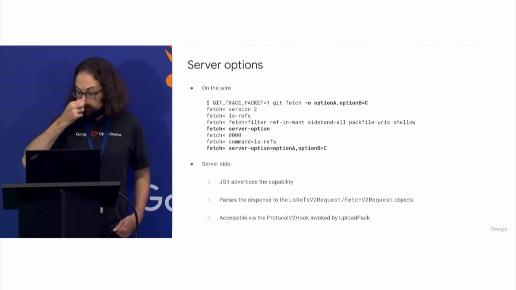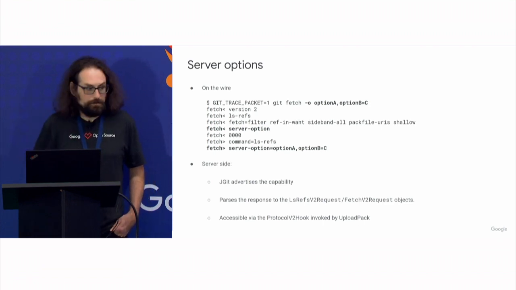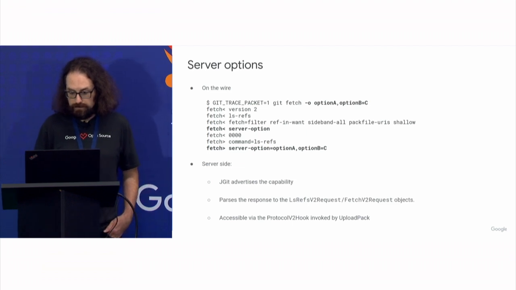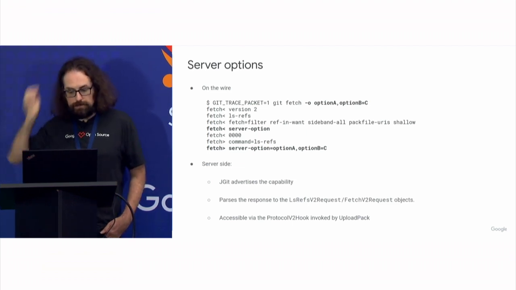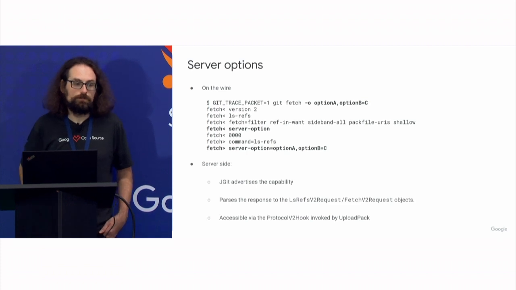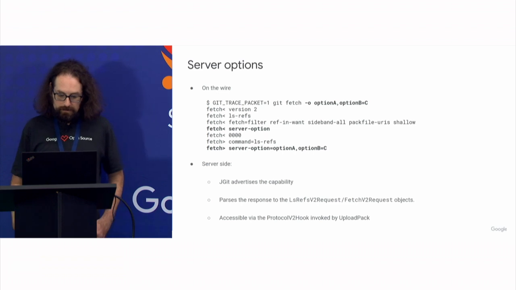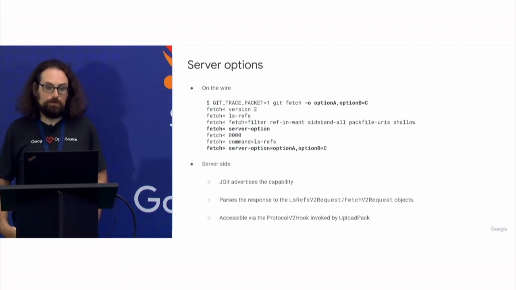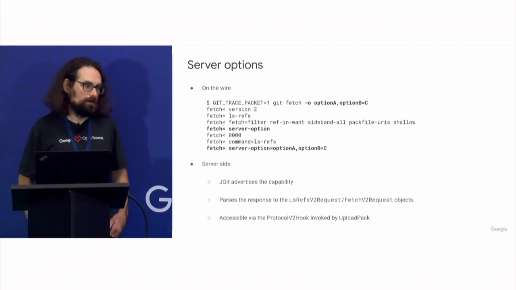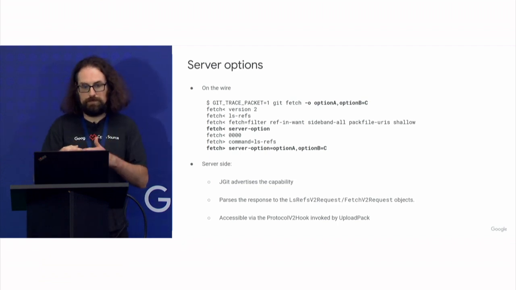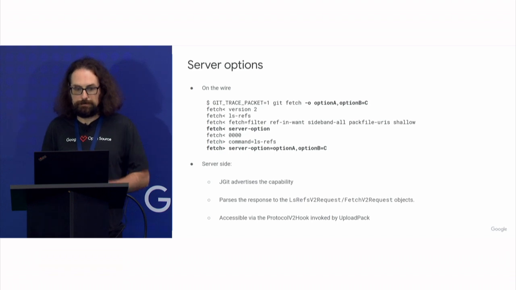And from the server side, well, our implementation work was advertising the capability first. Then we did quite a refactor to create these ls-refs and fetch requests, that is grouping everything that came into the request. And we made it accessible through a new protocol v2 hook. This hook runs just after parsing the protocol, but before doing any of the calculations and sending an answer back to the client.